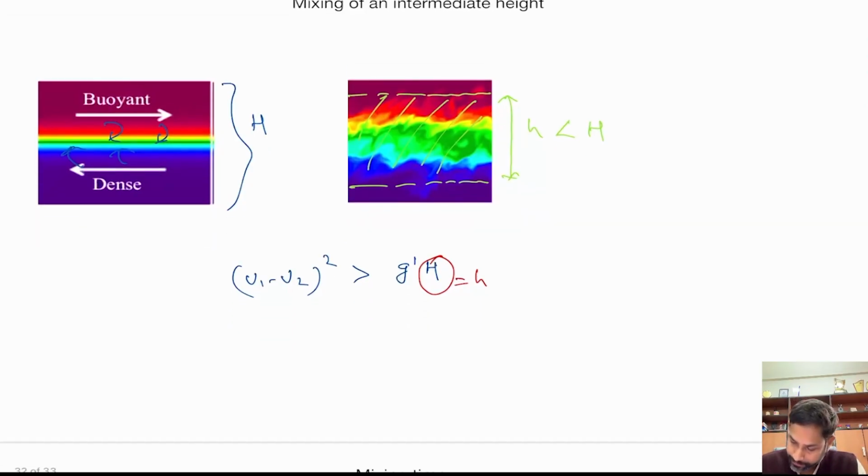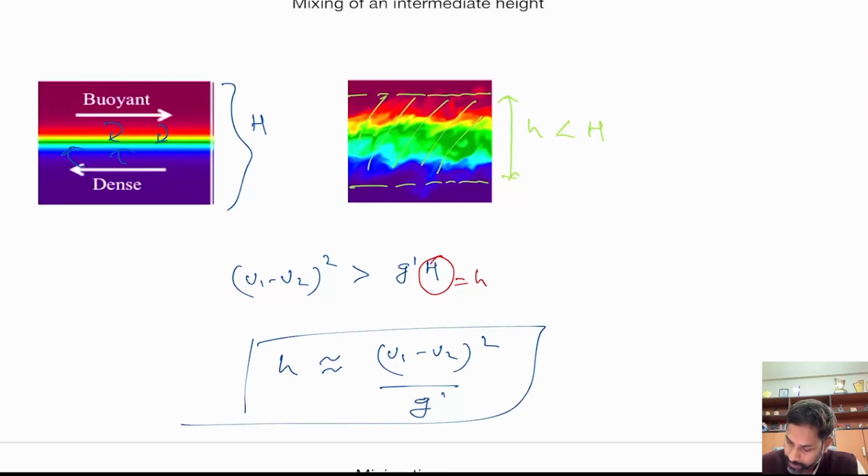And that is why this h value that you are trying to get will be roughly equal to (u1 minus u2) squared over g prime. Okay, so this is the thickness of the layer when Richardson number is greater than 0.3. Okay, so this is the layer you will get, which is smaller than capital H.